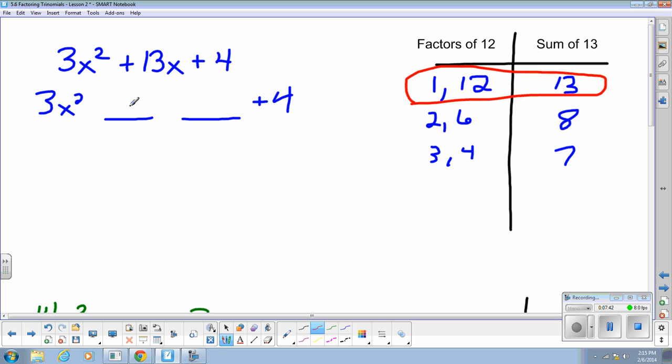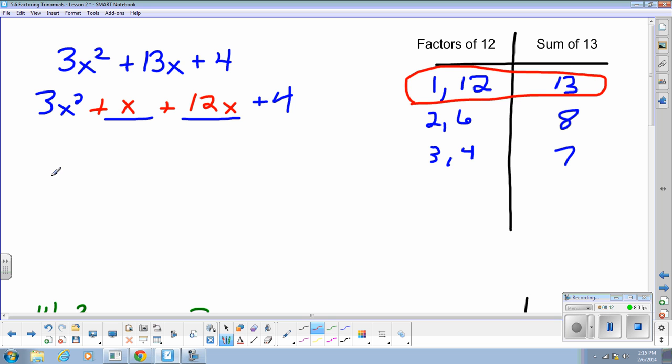So how do I put that over here in my problem? I have a factor of plus 1x, or I can write just x, and another factor of plus 12x. That's what this middle term looked like before the two terms were combined to make 13x. Now that I have that, I want to write parentheses, parentheses. The way to do that is to use factoring by grouping.